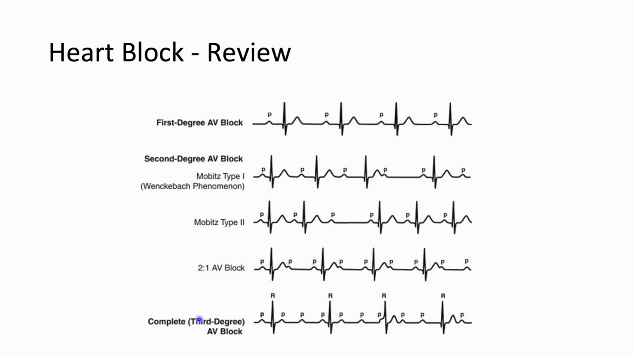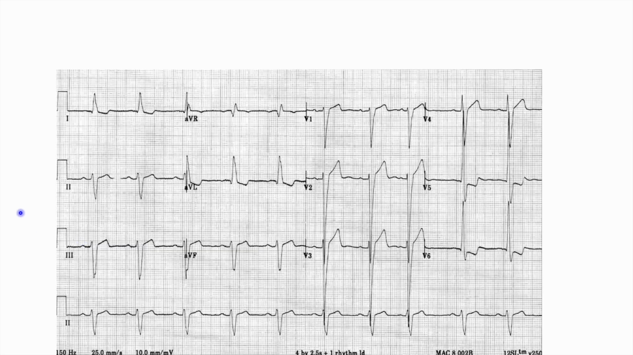And then finally you have your complete or third degree heart block where the P waves are just independently and regularly spaced, and the R waves are also independently and regularly spaced. So no P before every QRS. 3, 2, 1.